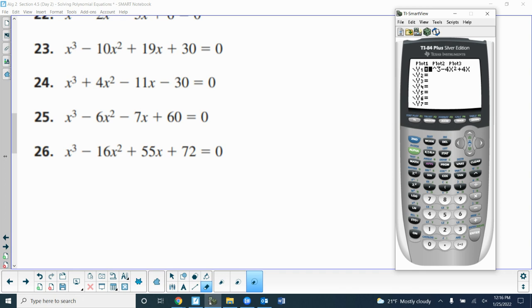So we've got x to the 3rd, plus 4x squared, minus 11x, minus 30. All right, so hit graph, see what it looks like. And it just goes through 3 times.